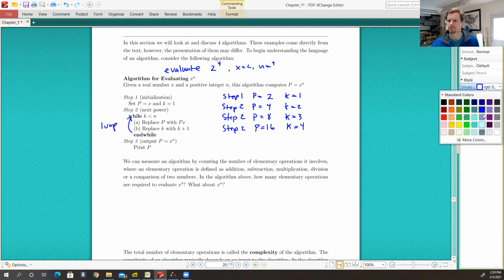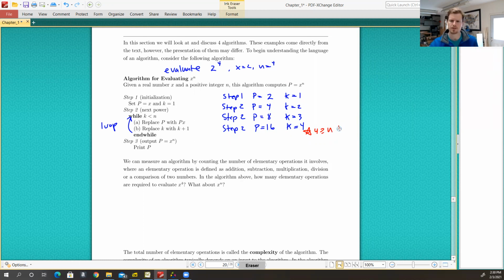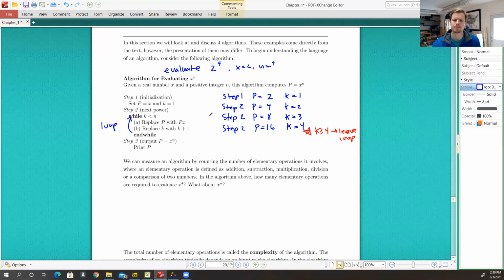So here we have k greater than or equal to 4. There we go, right? We have a k value that is greater than or equal to 4, and then we leave the loop. Excellent. That's a good way to say it.